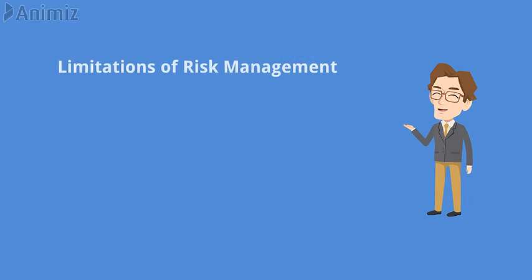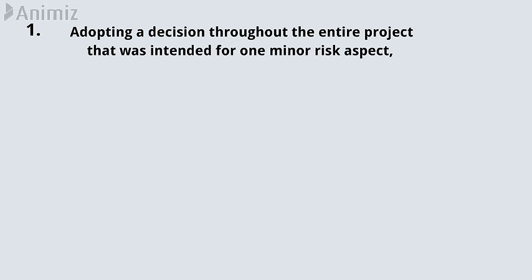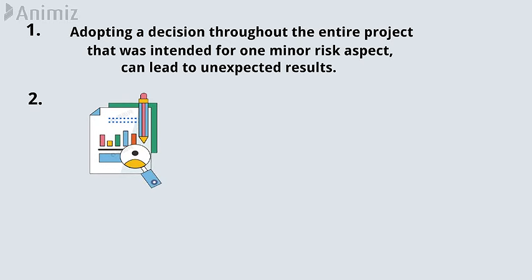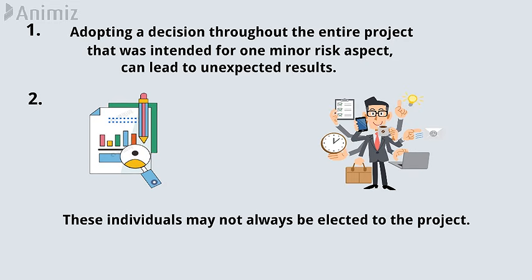Let's move on to the limitations of risk management. 1. Adopting a decision throughout the entire project that was intended for one minor risk aspect can lead to unexpected results. 2. Analyzing past data to identify risks requires highly trained people. These individuals may not always be elected to the project.